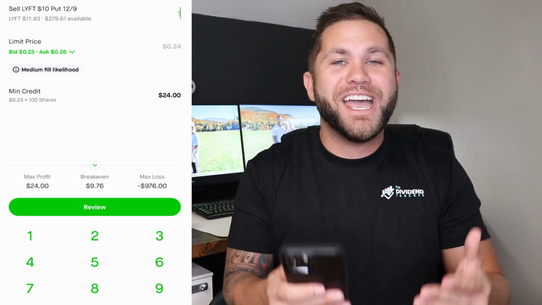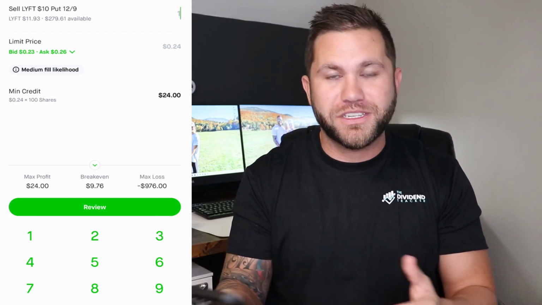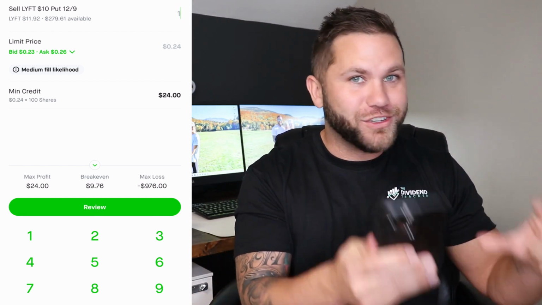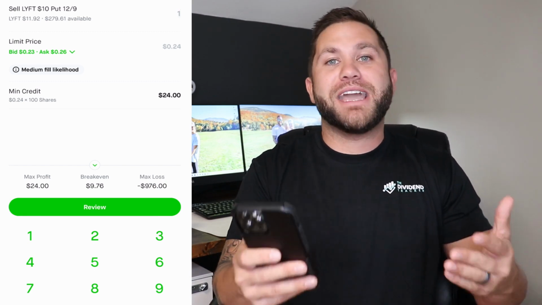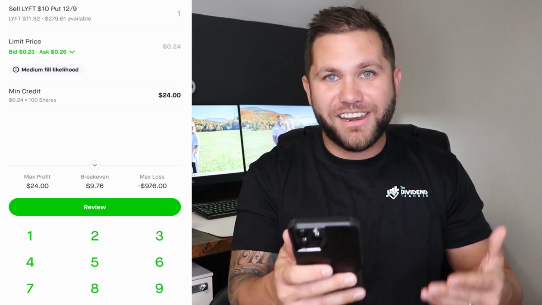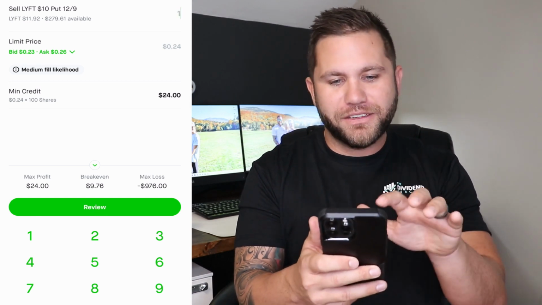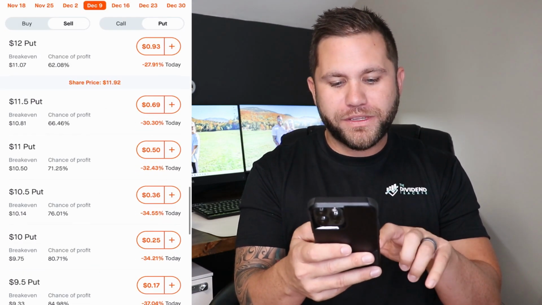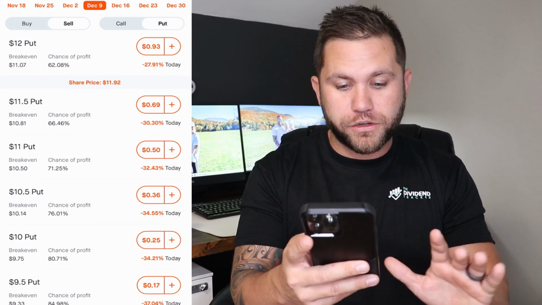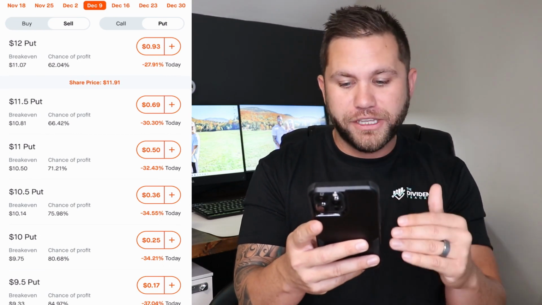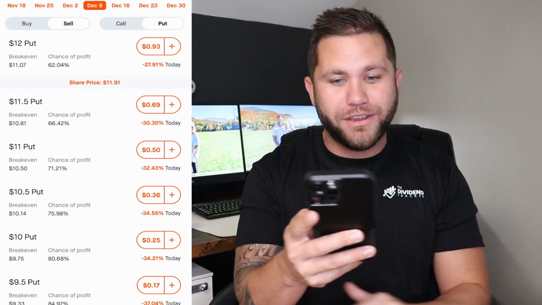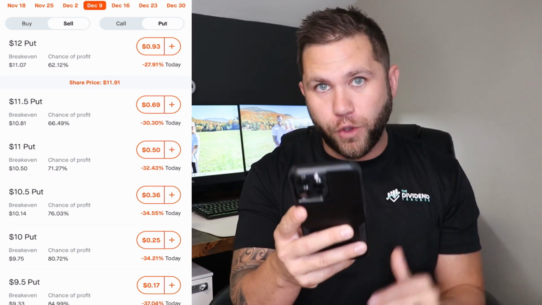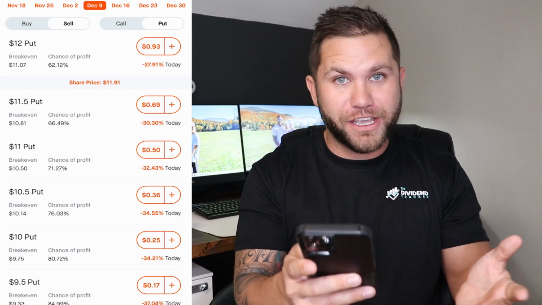This is also known as selling cash secured puts. You have to have cash secured in your account to be able to sell puts, because you have to say I'm willing to purchase these at a given price. So again, same example here. If I'm willing to say I am willing to purchase 100 shares of Lyft at $10 by December 9th, if it's at $10 or below, no matter where it's at, if it's at that price or below, I am purchasing Lyft for $10.